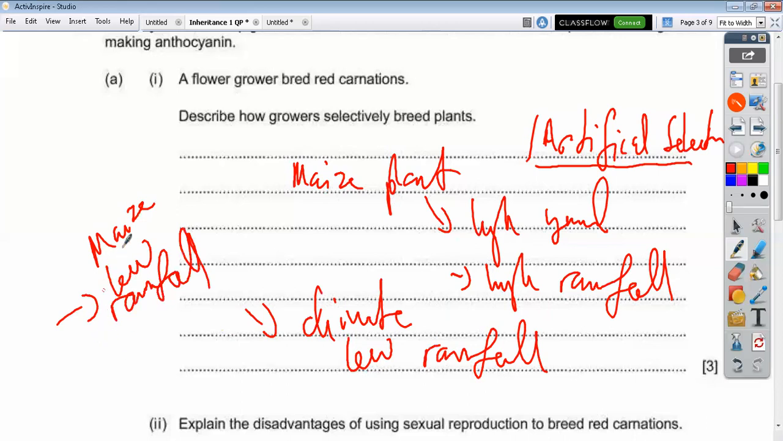Then we now cross these ones with this, so that the alleles for surviving in low rainfall and the alleles for high yield, we are breeding them together. Clear? Which means now we can still continue having high yield. Are we together? That making sense? Yeah. GMOs and all that.